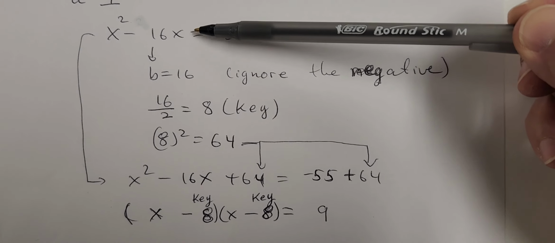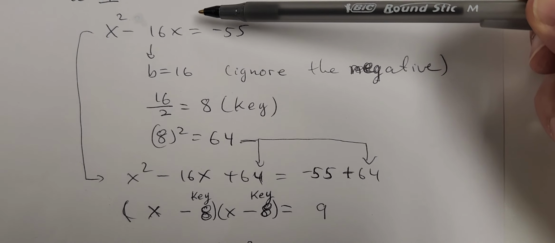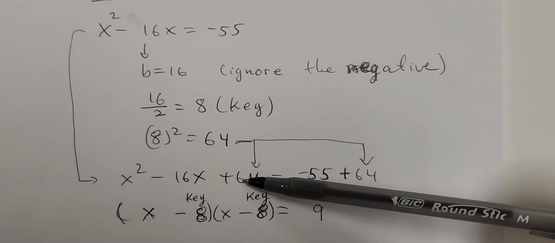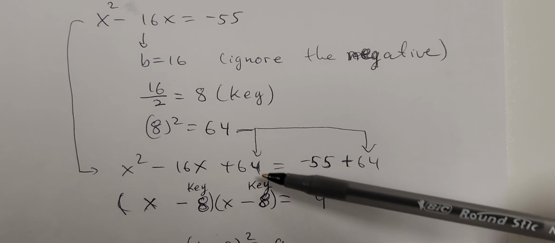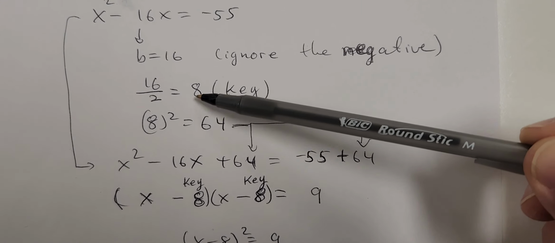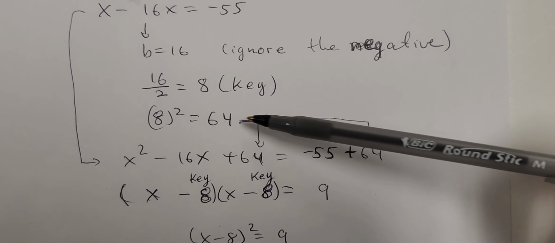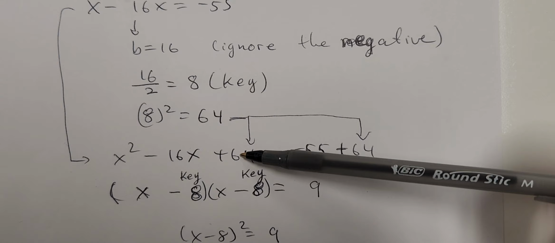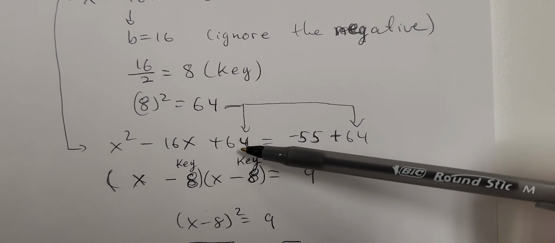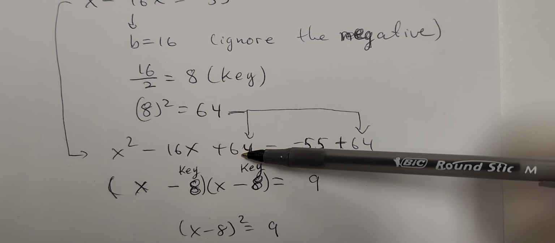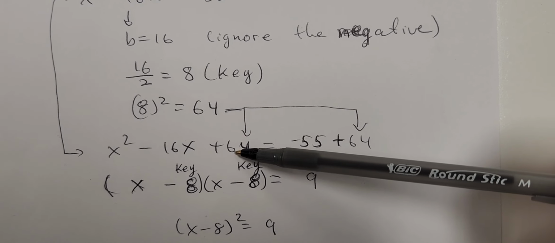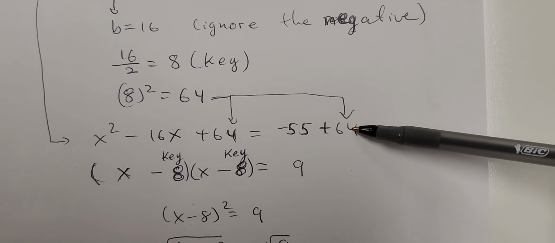Next, I'm going to rewrite this line down here. So x squared minus 16x, give some space, equals negative 55. This space right here, this is where you will add the square. When you square the key, when 8 squared is 64, this is where you add the 64. And if you do it to one side, also do it to the other side. So add 64 here and also add 64 here.